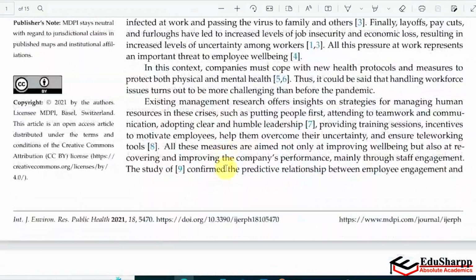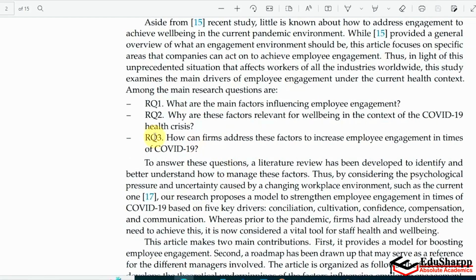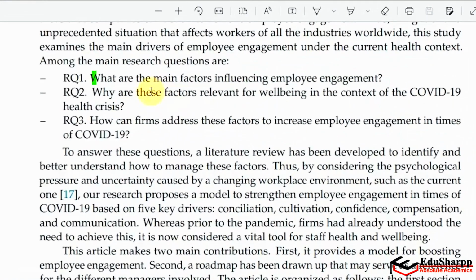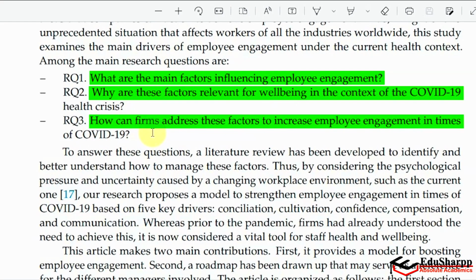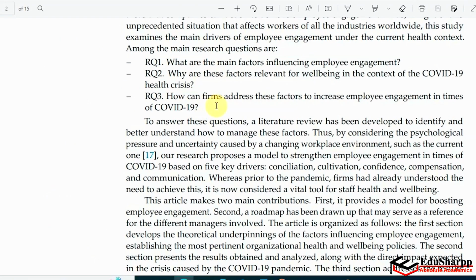Now, if we look at the research questions, the research questions are here. What are the main factors influencing employee engagement? Then why are these factors relevant for well-being? And then how can firms address these factors? So you can see that there are 3 important points that they are going to investigate.